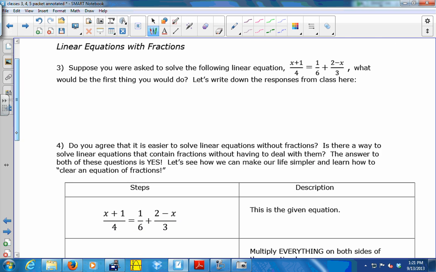So now we're going to deal with some linear equations with some fractions. So let's say I have this equation, we've got some fractions in it, x plus 1 over 4 equals 1/6 plus 2 minus x over 3. What would be the first thing you would do? Common denominator.